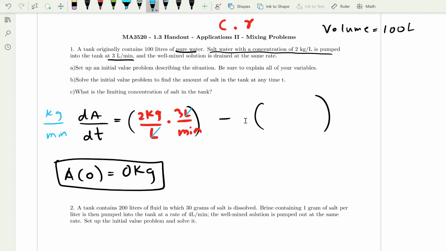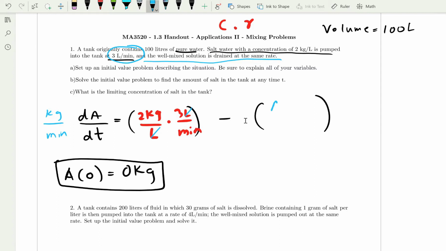Now the outflow. The well mixed solution is drained at the same rate, so the water is going to go out at a rate of 3 liters per minute. But what's the concentration that goes out? Well, we don't know, because the amount of salt is continuously changing inside the tank, since we are pumping water in and pumping water out.